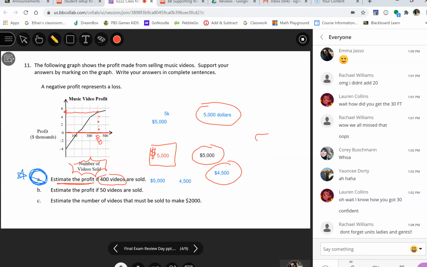I also could not have accepted 5. Oh yeah, Rachel wrote, don't forget your units. I could not have accepted 5 because I have to read the extra information that it's profit in thousands of dollars. So you could have written the word thousand. Oops, pretend that says $1,000. You could have written it that way. You could have written the 5,000 out with your dollar sign. You could have written it this way with the word dollars. Just make sure that you're showing those units.